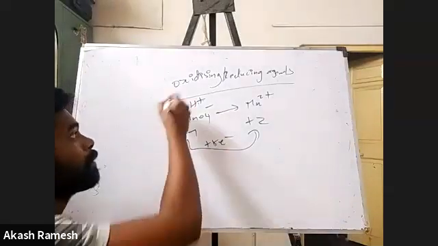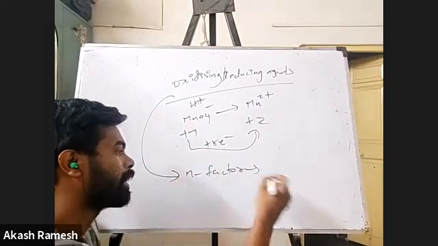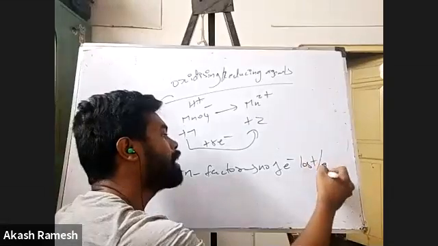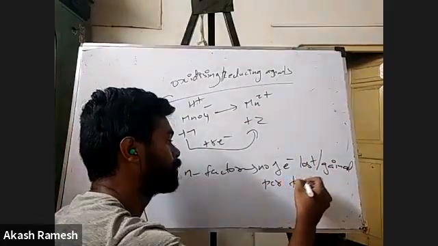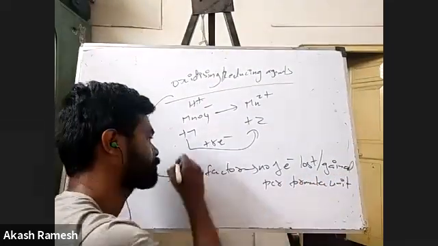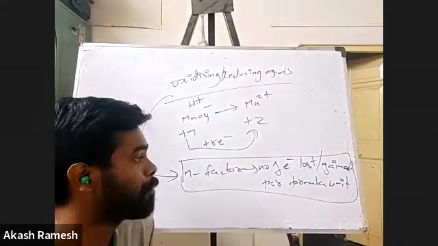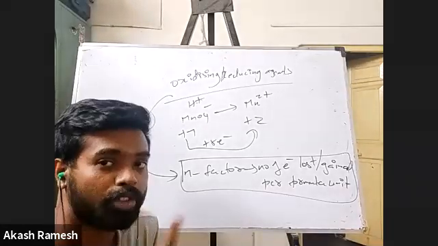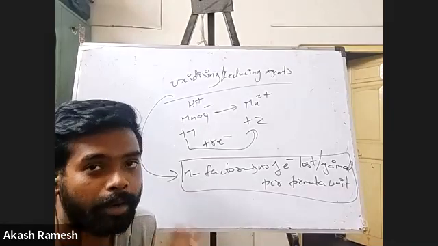Please remember, for oxidizing agents or reducing agents, the N factor is basically going to be the number of electrons lost or gained per formula unit. This is very, very important. The N factor is the number of electrons lost or the number of electrons gained. The most important point is per formula unit. I'll tell you why it is so important. I'll take an example and explain it to you.